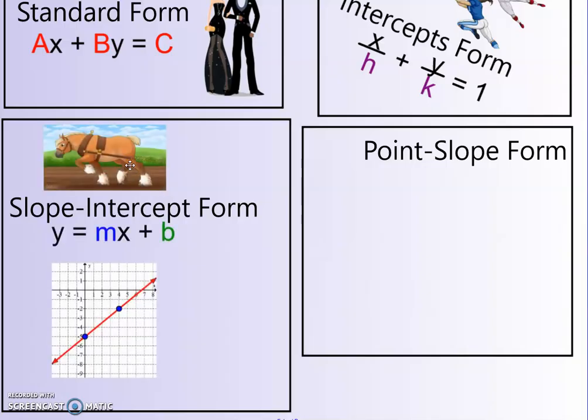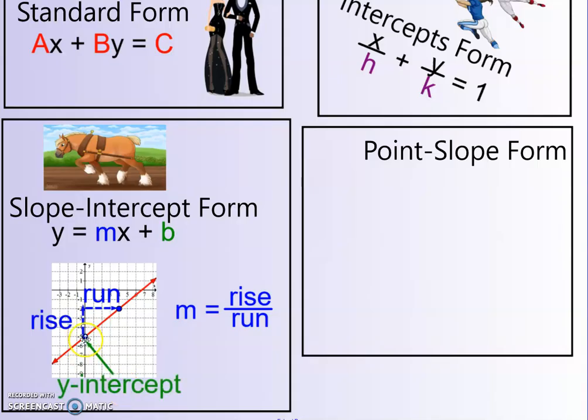Slope-intercept form I call the workhorse of all the linear equation forms that we have. You remember this from Algebra 1. It's y equals mx plus b. m, in blue here, represents the slope. Slope is the rise over the run. And b in this equation represents the y-intercept. It's where the graph crosses the y-axis. You know slope-intercept form. You've been using it for years. You're probably excellent at it.